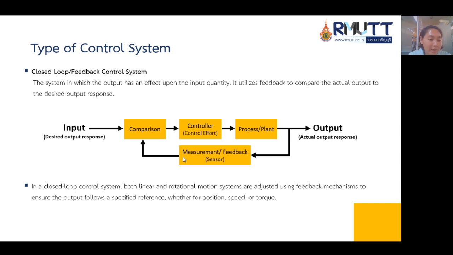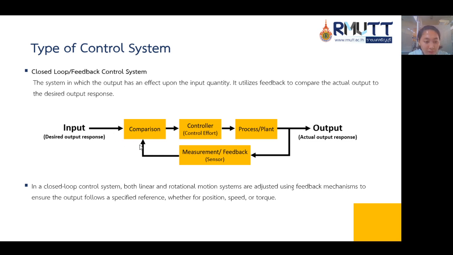And then the second is a closed loop or feedback control system. This is the block diagram of the closed loop control system. The important thing is there is a feedback mechanism here. The closed loop or feedback control system is a system in which the output has an effect upon the input quantity. It utilizes feedback to compare the actual output to the desired output response.